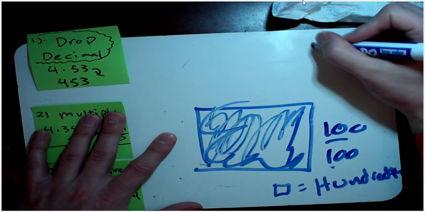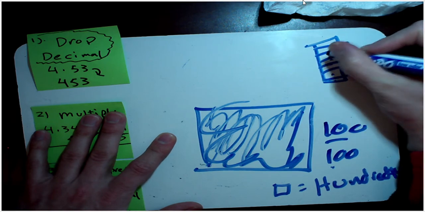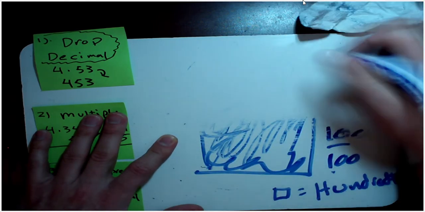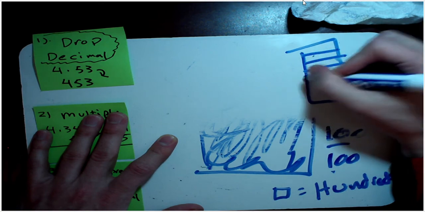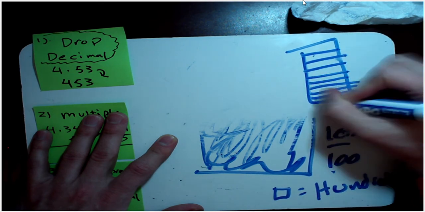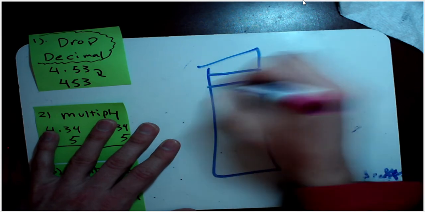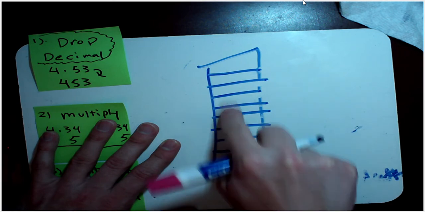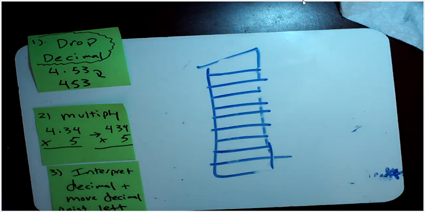Each of the rods makes up 10. That was terrible. Let's try that again. I cannot draw that to save my life today. Let's try one more time. Much larger. Those rods that make up each column are a tenth.